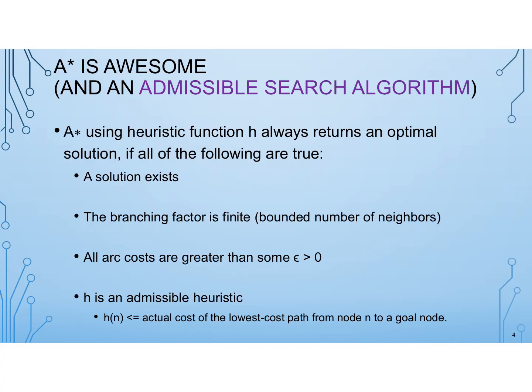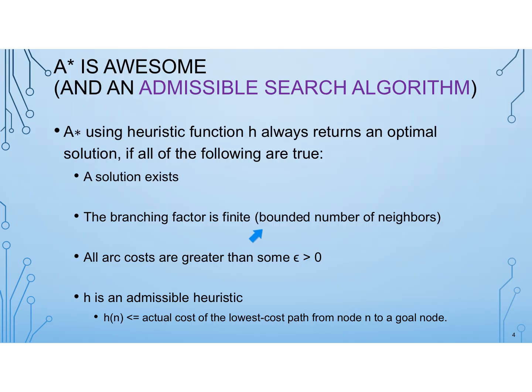Now, why do we want an admissible heuristic? Well, A star, if you use a heuristic function h, is optimal, but we have to start by saying that h has to be an admissible heuristic. So we get our optimal solution if all the following are true. One of them is that h has to be an admissible heuristic. Another is that there is some solution, of course. And then we have just the extras.